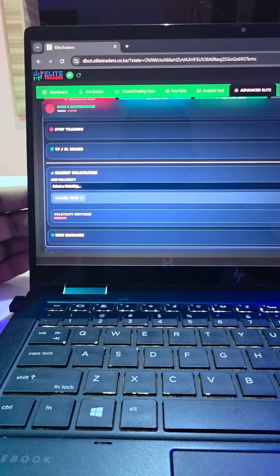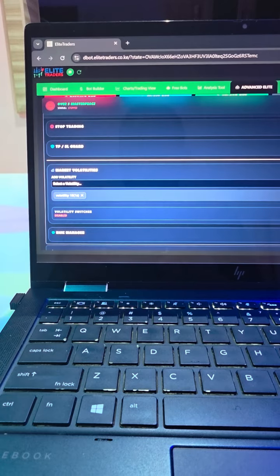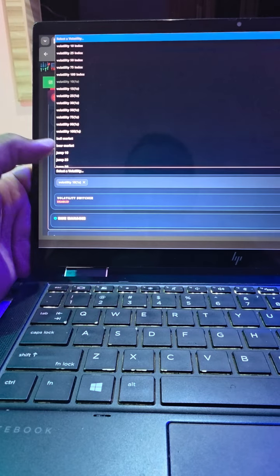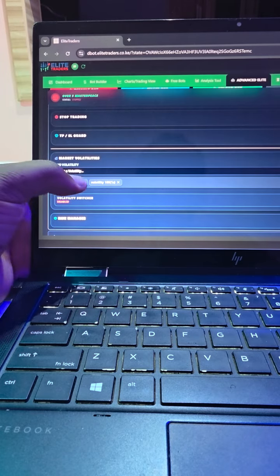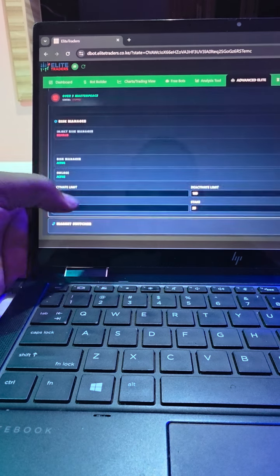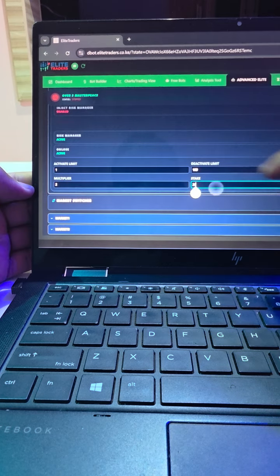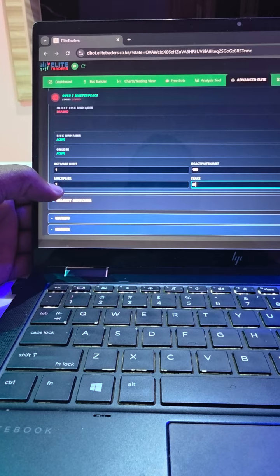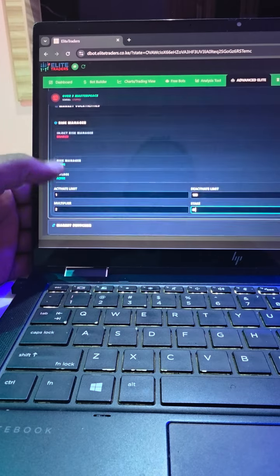Market volatilities, we can use any random volatility that you want. We can click there, switch to like 100, then cancel 10 1s. Then let's go to the risk manager, scroll here, and we're going to do a stake of 65 USD like that. The multiplier is a martingale factor of 2.